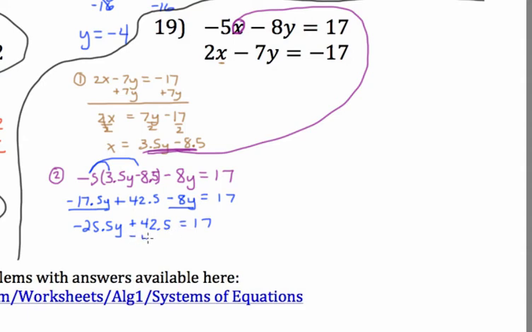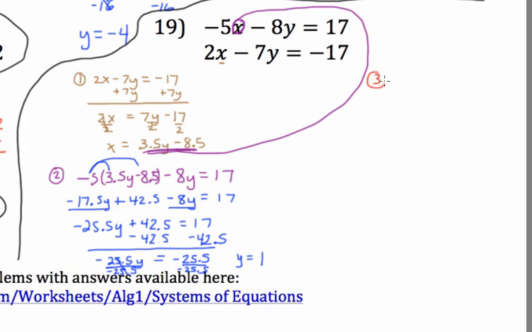Undo what's been done to the y. To undo adding 42.5, you'll subtract 42.5. Again, I use a calculator to help me. And then I'll divide both sides by 25.5. Actually, negative 25.5. So I'll get y is equal to 1. Oh, look at that. It came out as a nice number even though I had a bunch of decimals. That doesn't have to happen. It did for us this time.